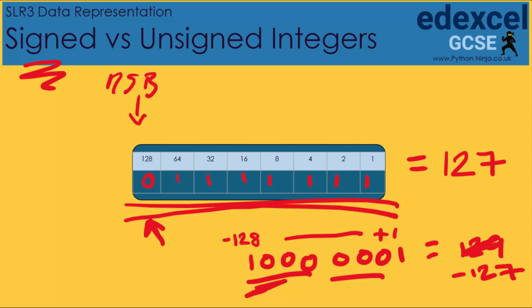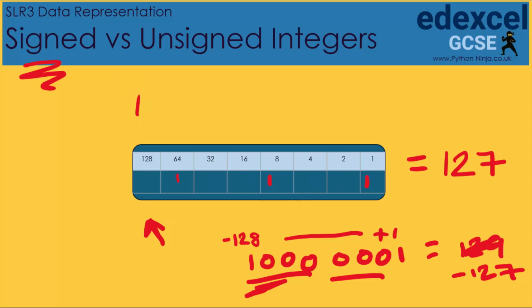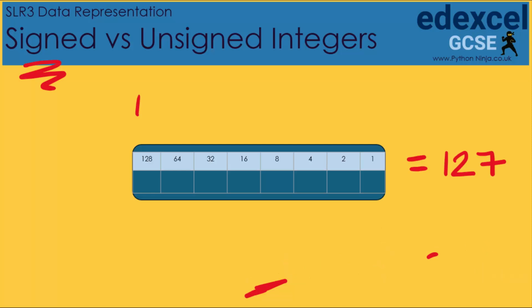So in summary, if it's an unsigned integer, we can use all 8 bits to create the number, and if it is a signed integer, the leftmost bit, the most significant bit, will represent a 0 here if it's a positive number, or it'll have a 1 here to represent a negative number. And if we're calculating the denary of a negative number, we start with 128 and then we just add along to calculate the denary number.